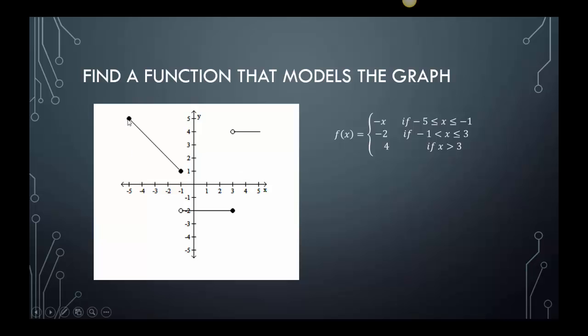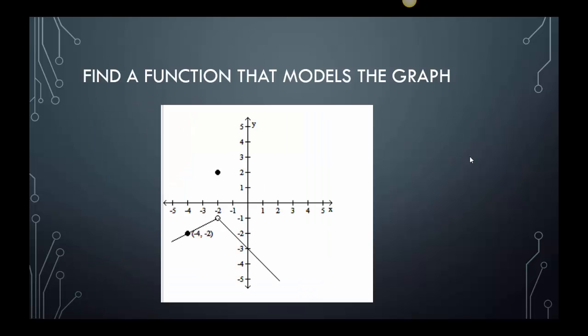So this part was make it the opposite. There's my negative. So -x from -5 up to -1. And then once I got to -1, I get a -2, so -2 from -1 over to 3. And then once we get to 3, as my x, it's going to give me 4, and that's just going to finish off the function.